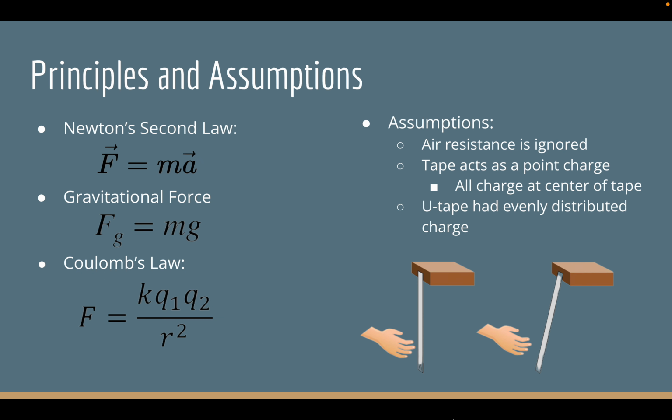The principles used in this lab were Newton's law, which states that force equals mass times acceleration, and was used to determine that the net force of the tape is 0. We also used Coulomb's law to determine the electric force and charge on the tape. Gravitational force was set equal to the electric force to solve for the charge. Some assumptions necessary for this lab were to assume that air resistance is negligible, the tape acts as a point charge, and the U-tape had an evenly distributed charge.